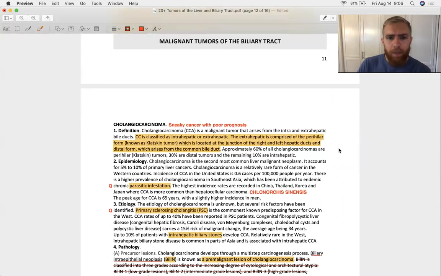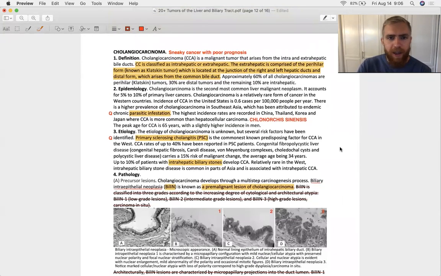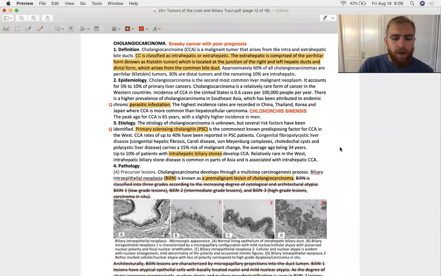Let's talk now about the biliary tree. A couple of cancers. Cholangiocarcinoma is the first one we will discuss. It's a very sneaky cancer, and patients don't have a lot of time after they get diagnosed with this. Now, it can pop up inside the liver or outside the liver, and that should make sense because this is a cancer of cholangiocytes, which are the epithelial cells lining bile ductules.